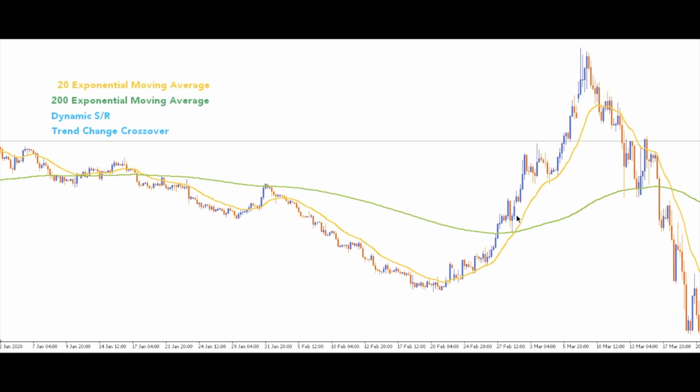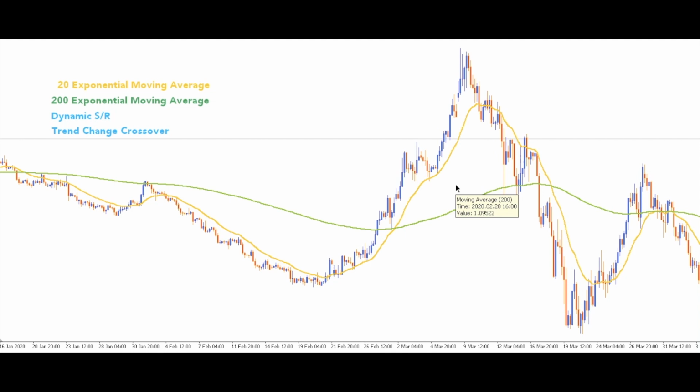But in the meantime, when there were a certain amount of small pullbacks, it was retested and rejected and found support from the 20 exponential moving average. So for the long-term perspective, it is very important that you get to know the 200 exponential moving average, and then for the short-term perspective, you need the 20 exponential moving average.